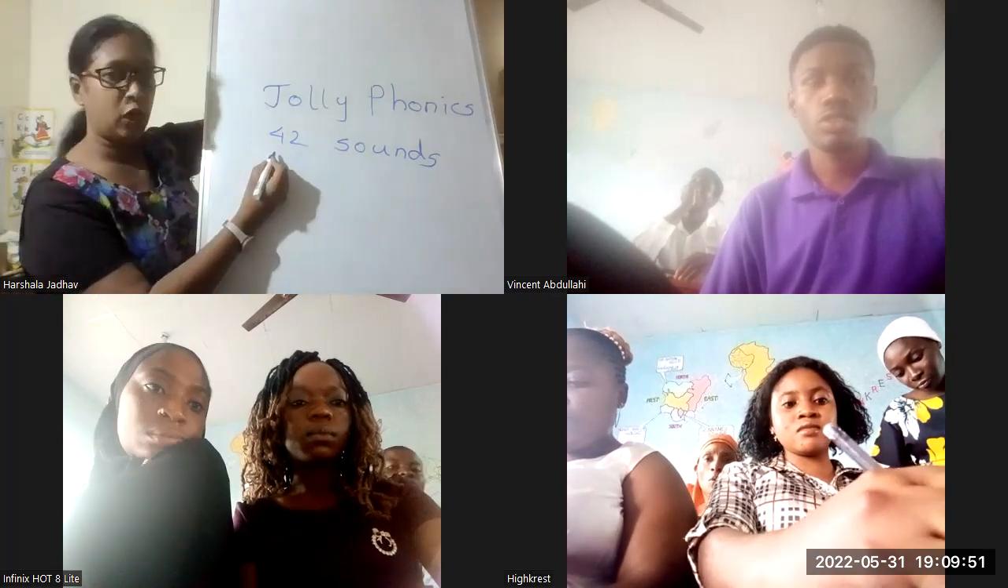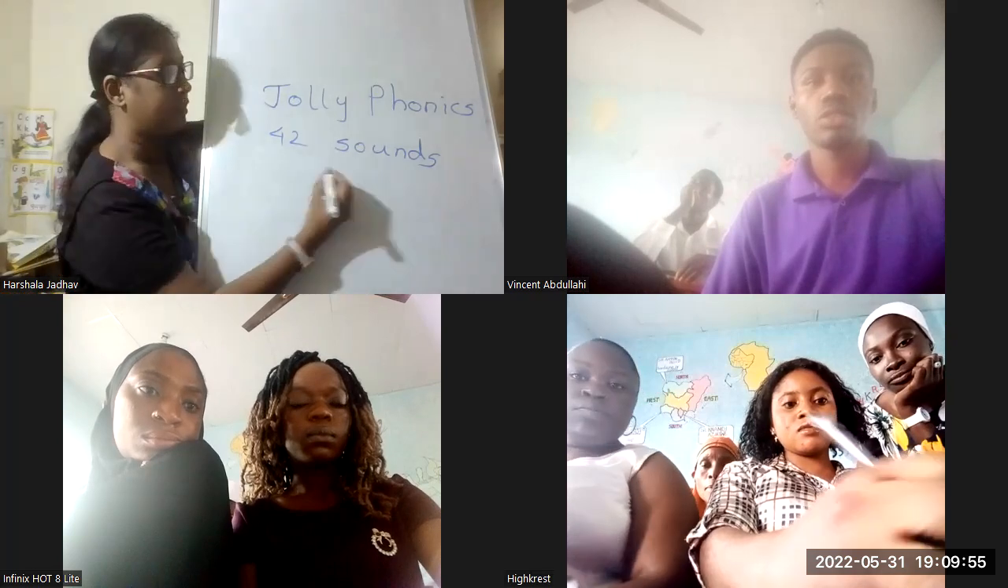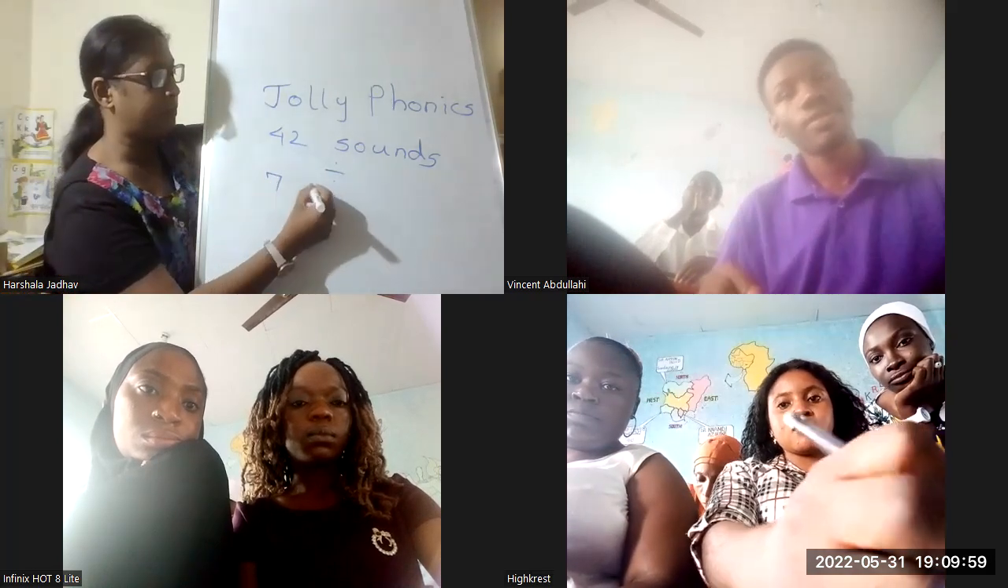Okay, so in Jolly Phonics, we have 42 sounds. These sounds are divided into 7 groups.